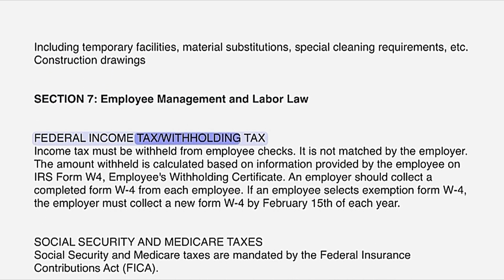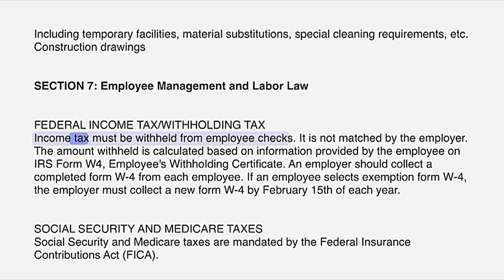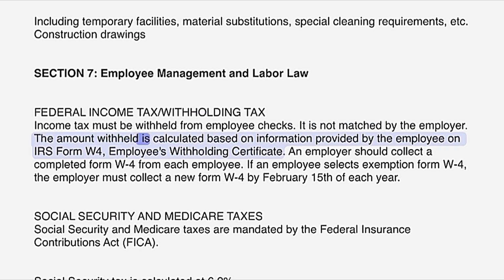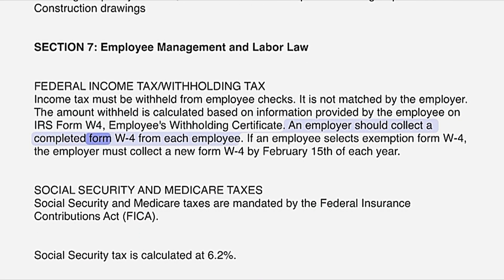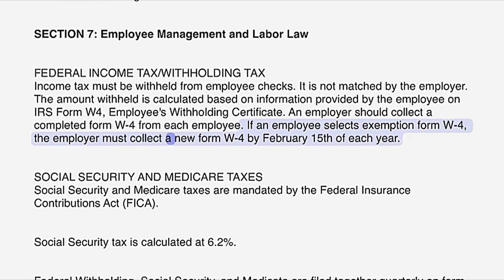Federal income tax withholding tax. Income tax must be withheld from employee checks. It is not matched by the employer. The amount withheld is calculated based on information provided by the employee on IRS Form W-4, Employee's Withholding Certificate. An employer should collect a completed Form W-4 from each employee. If an employee selects exemption on Form W-4, the employer must collect a new Form W-4 by February 15th of each year.